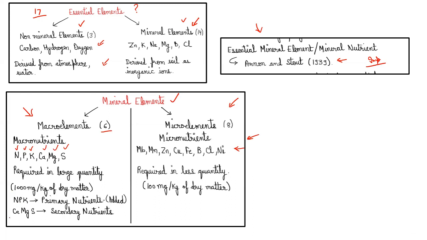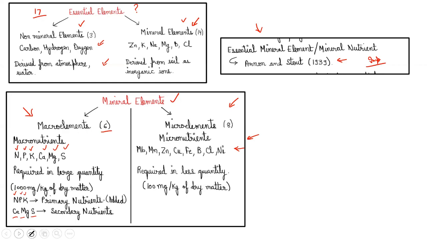Then these 6 macro elements are divided into what? They are also divided into two categories. The one is the primary nutrients, which includes nitrogen, potassium, and phosphorus. Okay, these three are NPK. Now the other one is calcium, magnesium, and sulfur. These are called secondary nutrients. Okay, so again it forms a group that you should be knowing about.